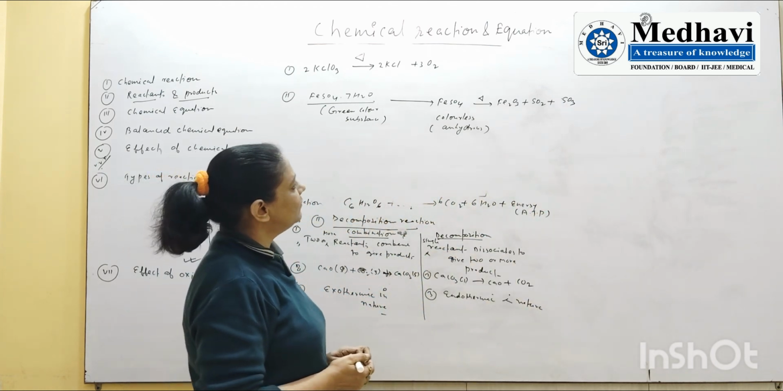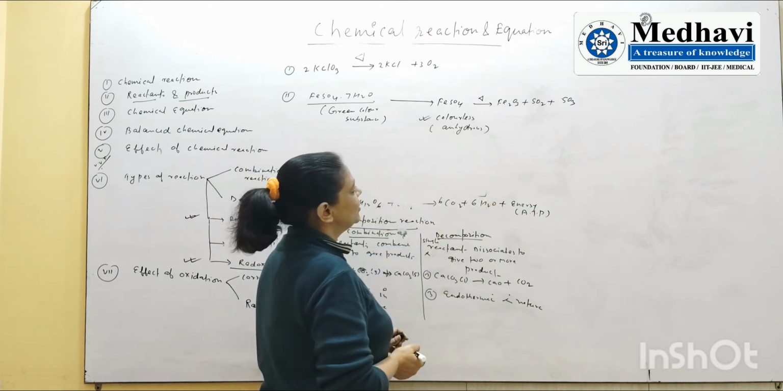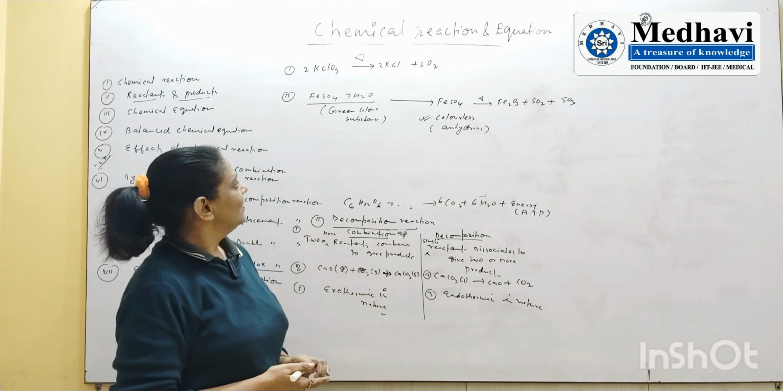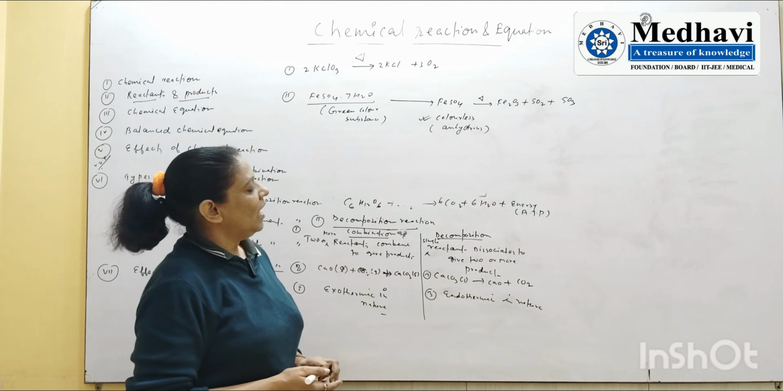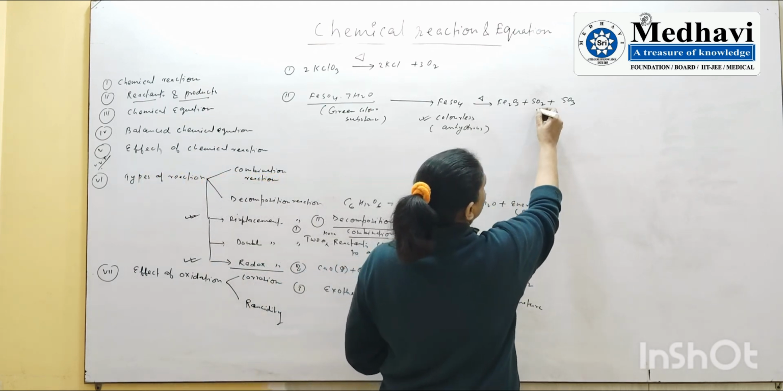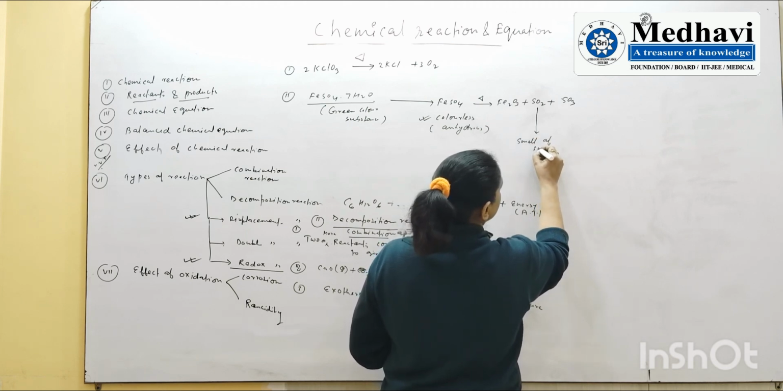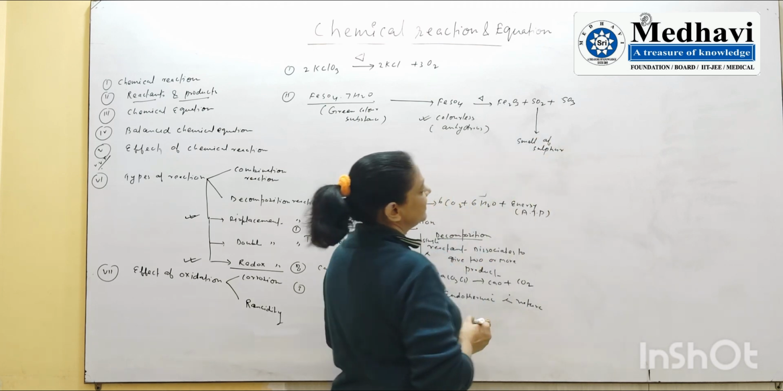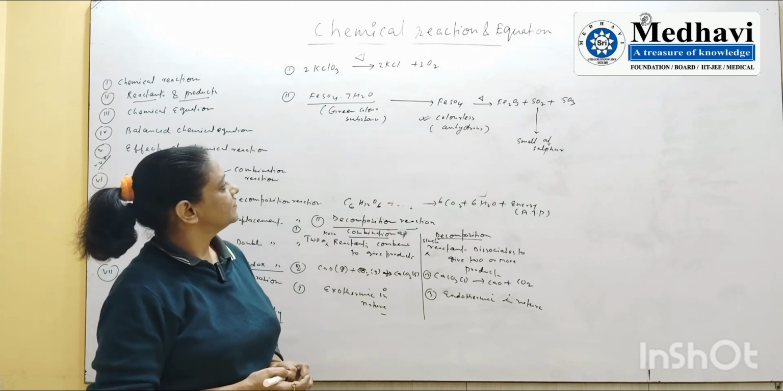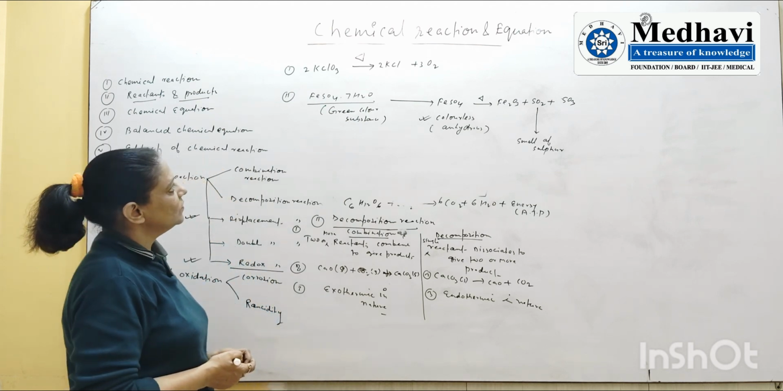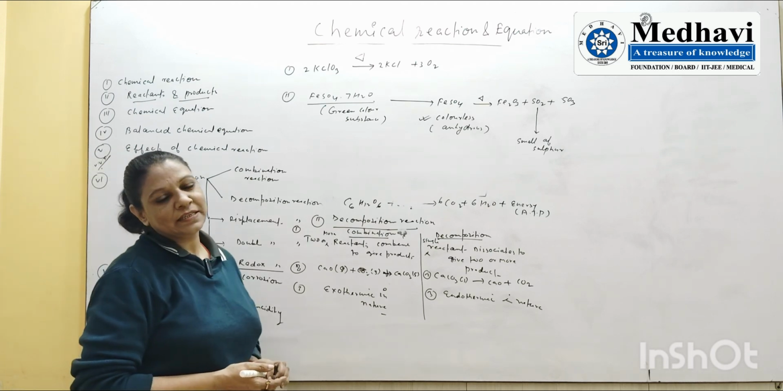So here the first thing that we observe is the color. The first indication is that the green color substance changes to colorless. And the second thing we observe here is the smell of burning sulfur. Smell of sulfur we get. This is due to formation of sulfur dioxide. So these are the examples of decomposition reaction.